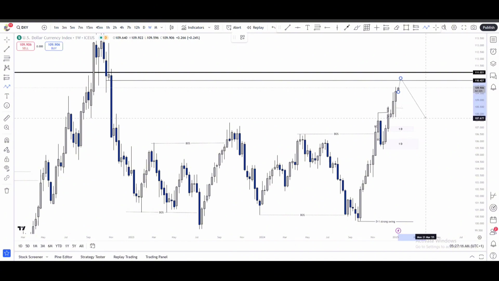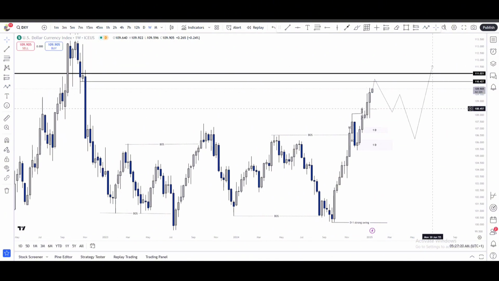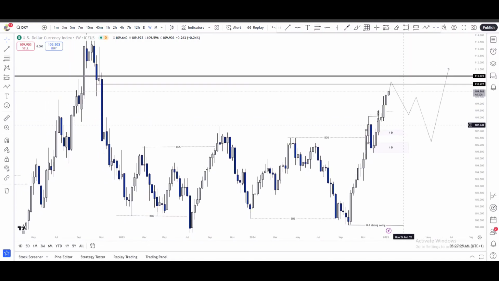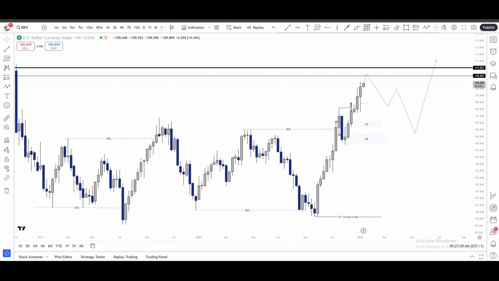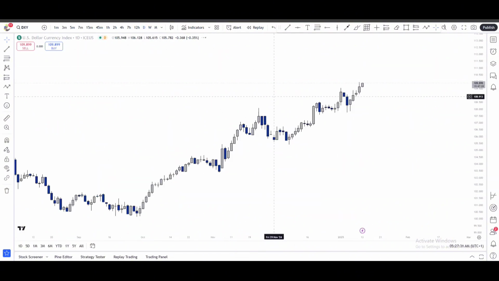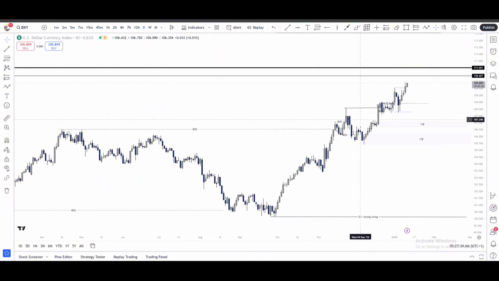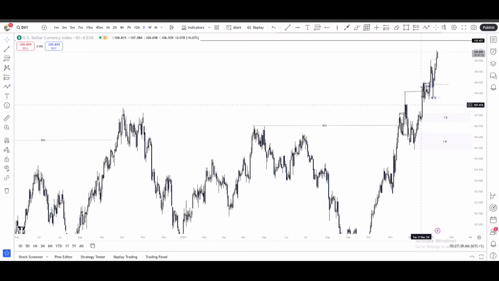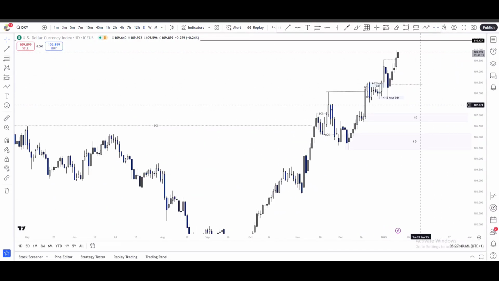And I think let's check the daily time frame for more observation on the markets, in case we find anything. Okay, I didn't find anything. You should have it in mind that this is dollar index. So let's go down to 4 hours and see.